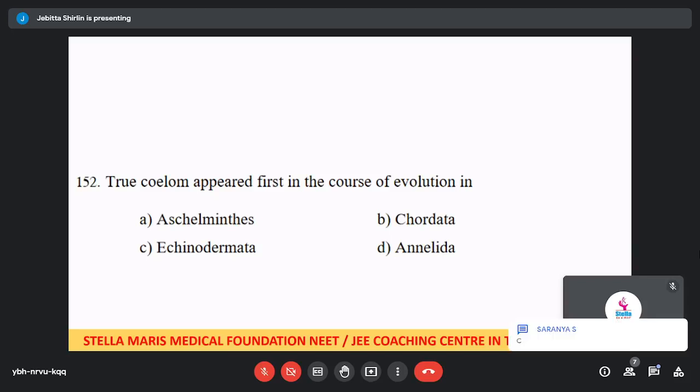Please choose the answers. Saranya says option C, that is Echinodermata. What about Neha? Ma'am, Annelida. Okay. Is there anybody with a different answer? Neha has said annelids, and that is the correct answer. Godwin has also posted annelids, and I will give you the justification for that.